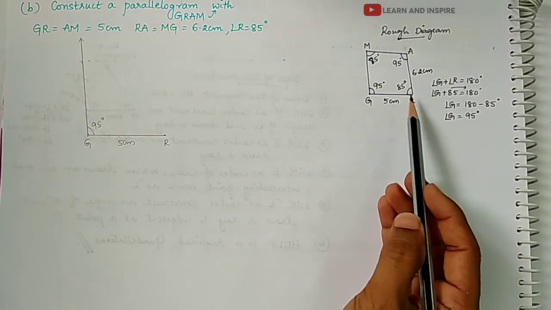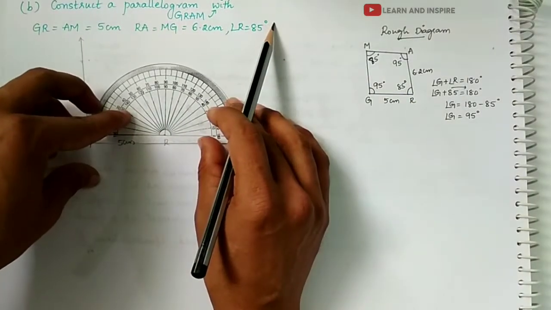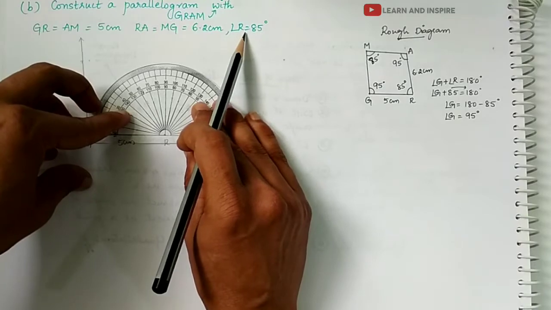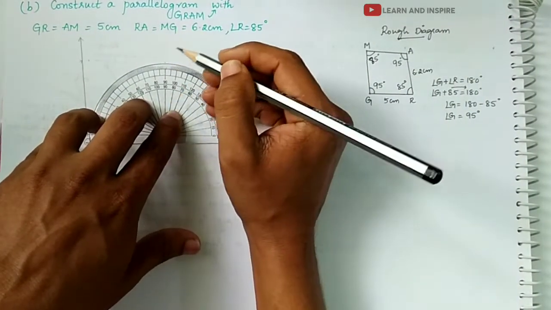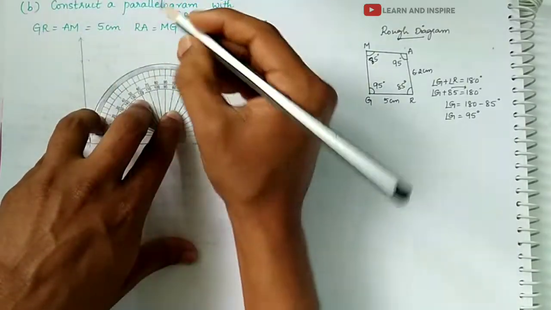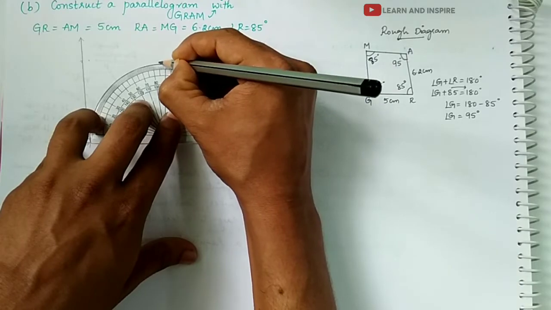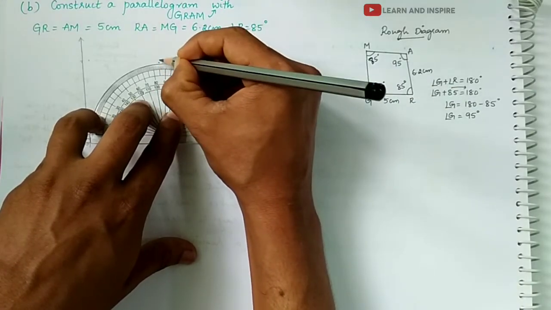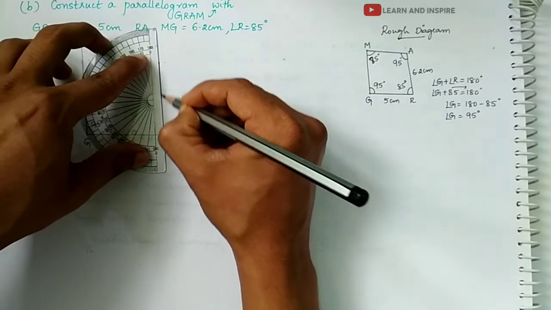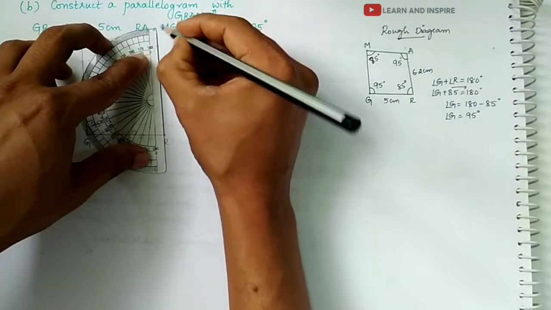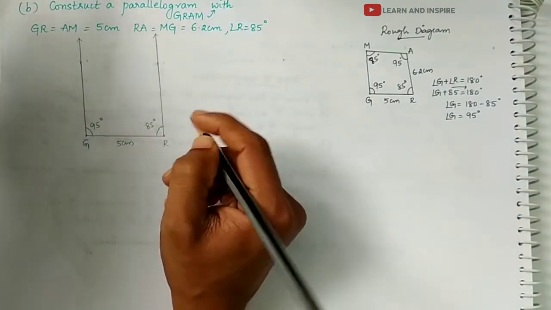With R as center, construct an angle of 85 degrees. So this is 90. 85 is less than 90, so it comes towards the left side. So here is 80 and 85. So 85 lies between 80 and 90. So this is 85 and draw a ray. Draw a ray and name this as 85 degrees.